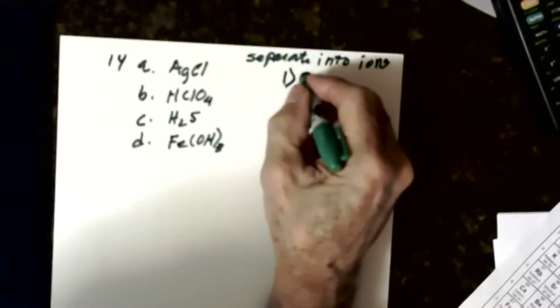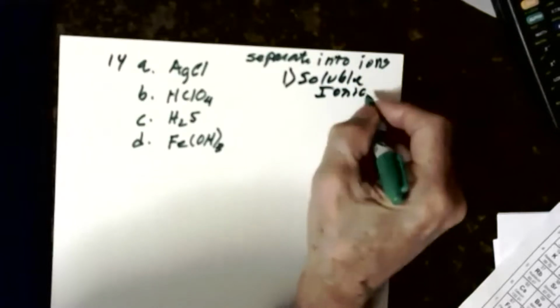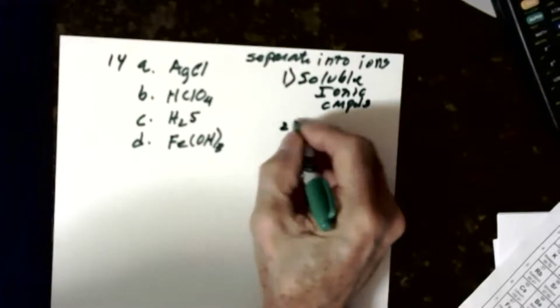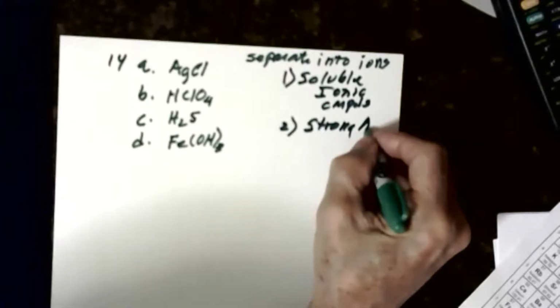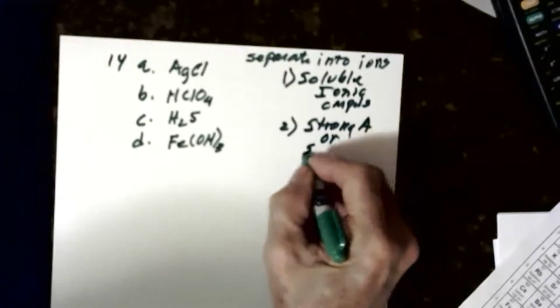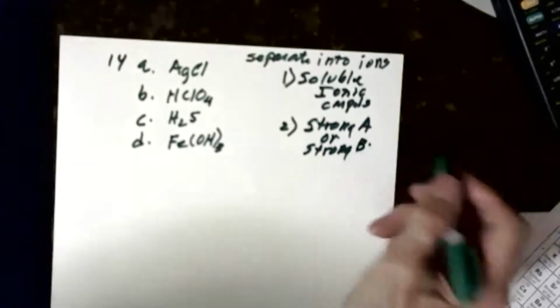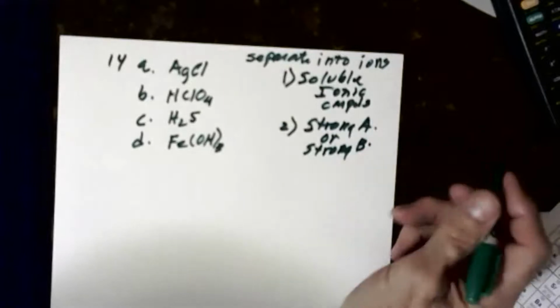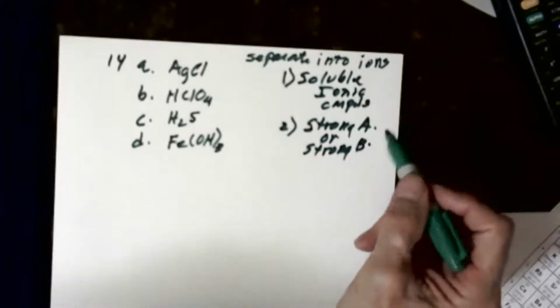One is soluble ionic compounds. The other is strong acid or strong base. So strong acids and strong bases will separate into ions, and soluble ionic compounds will separate into ions.